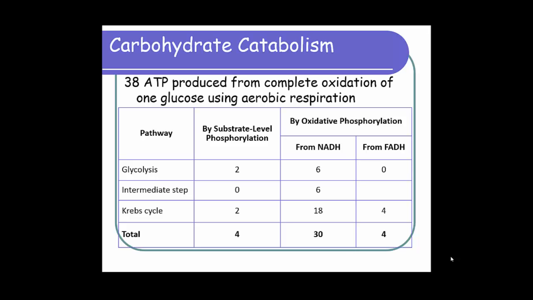This table shows where ATP are produced by substrate level phosphorylation and oxidative phosphorylation. You do not need to memorize this chart, but be aware that glycolysis and the citric acid cycle are substrate level, while the electron transport chain is oxidative phosphorylation.